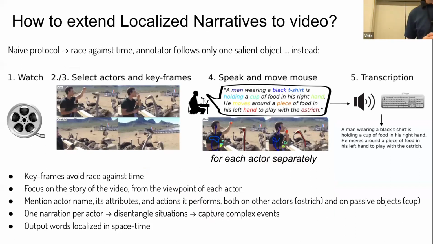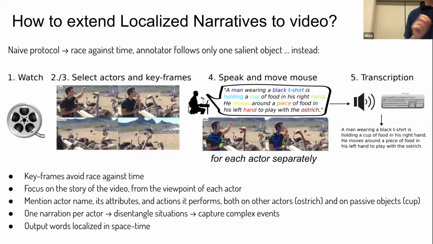So we spent quite a while. Lots of people asked us to do video localized narratives, and we kept saying, we don't see how we can do this. And then finally, after talking to lots of people, we came up with a protocol that works, which is to ask annotators to watch the video, then select the main actors, in this case, the man and the ostrich, and some keyframes that are characteristic for that actor's storyline.